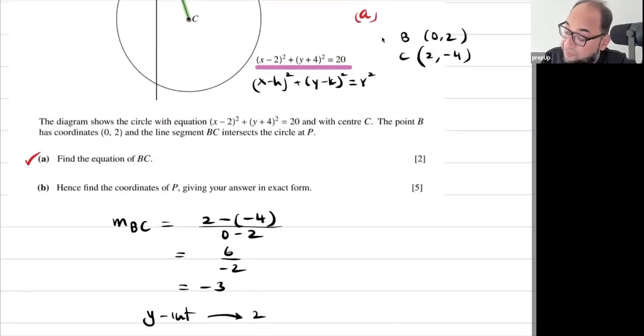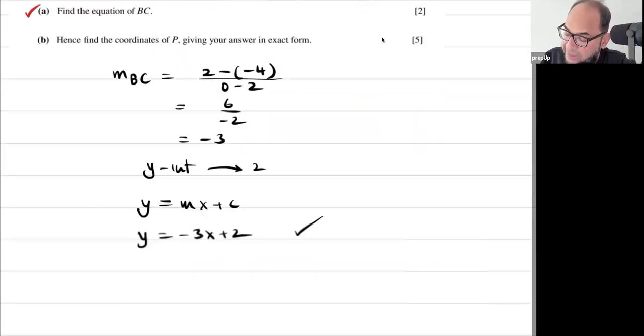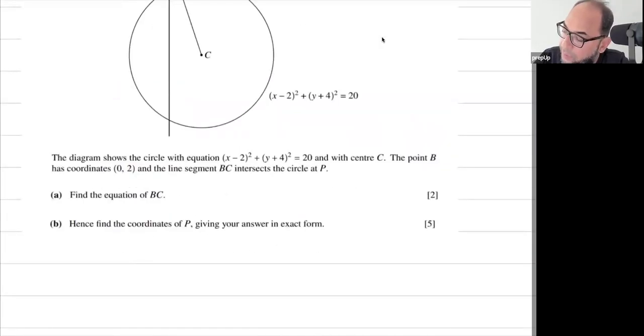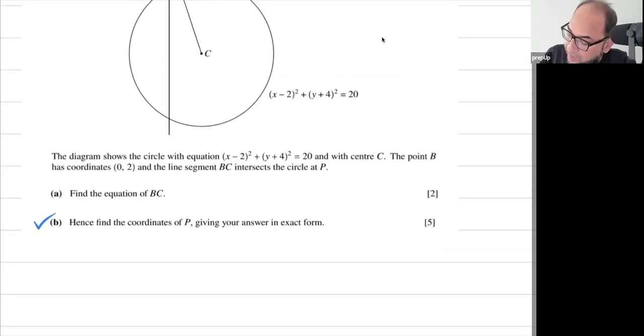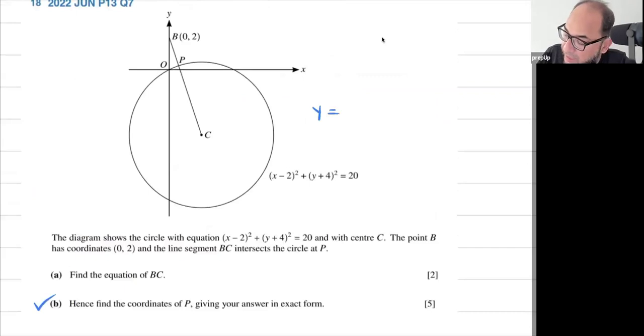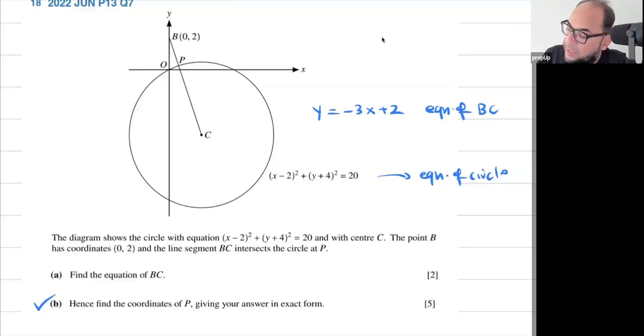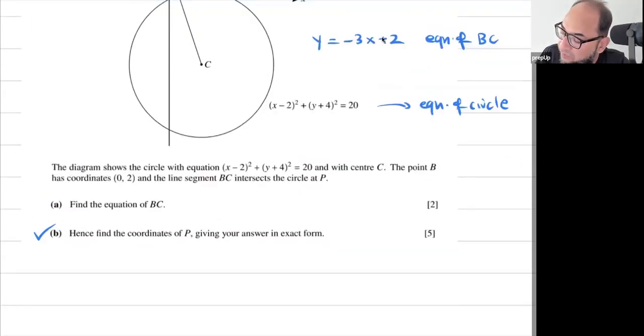Find the coordinates of P. Give your answer in the exact form. Now it's a simultaneous equation, so we have to solve it simultaneously. y equals -3x plus 2, that's the equation of BC. This is the equation of the circle. So if I plug in y over here, y will go over here.